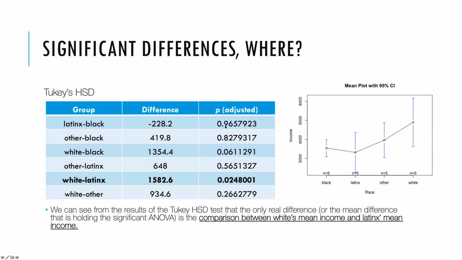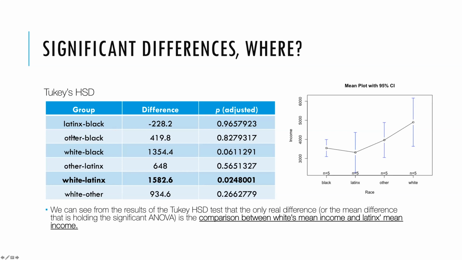So again, not less than 0.05, meaning that Latinx and Black is probably not a significant difference. It's only a difference of $200 per month. P again is the likelihood that the null is true in that case, right? So there's a 96% chance that the null is true, that Latinx and Black have the same mean. So basically the null is true.